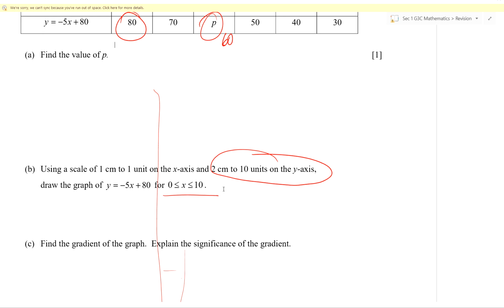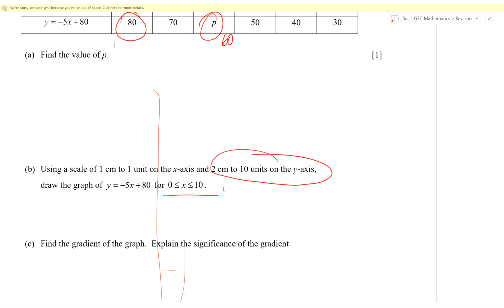The rise is up. Now they are running to the left. What does that tell you about the sign of the gradient? Positive or negative? Negative. So whatever it is, your answer better be negative. Or you can take y2 minus y1 over x2 minus x1. Or what's the easiest way to get a gradient? -5. No calculation required. The coefficient of x is our gradient. So when it says find the gradient, you can say gradient equals -5 without calculation.